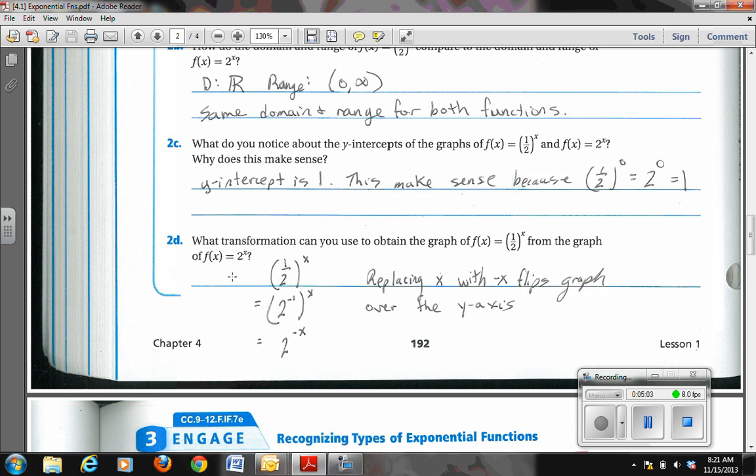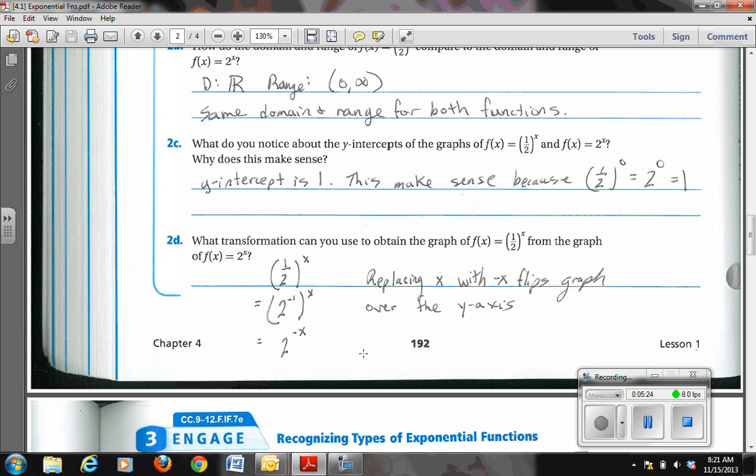Okay, and then the last part, what transformation can you use to obtain this one from that one? So again, 1/2 to the x. This is the part that I said I would go back and say again. So here's your second shot. 1/2 is really like 2 to the -1 power. And if I have an exponent or a power raised to another power, we can multiply those powers. This would give me 2 to the -x.